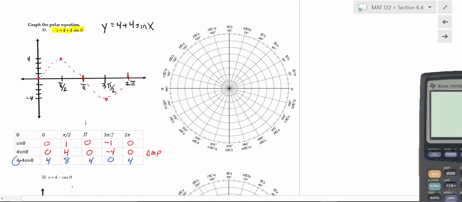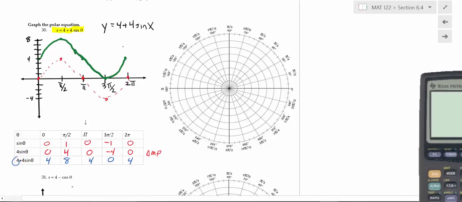Okay, so I'm going to go 5, 6, 7, 8. And then I'm going to take a different color, and I'm going to go ahead and plot this then. So what we're going to have is a point 0, 4. So I'm going to put a dot there. Pi over 2, 8. I'm going to put a dot there. Pi, 4. 3 pi over 2, 0. And then 2 pi, 4 like that. Then I'm going to just connect that in. So that's going to be the rough sine wave that we have there.